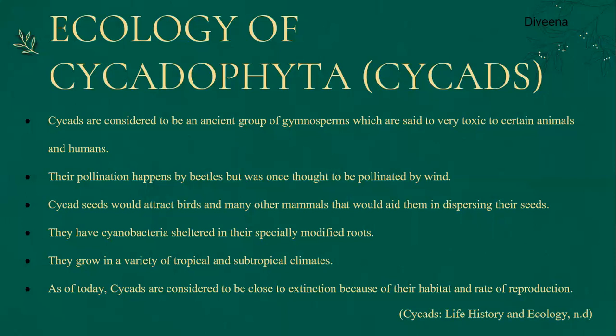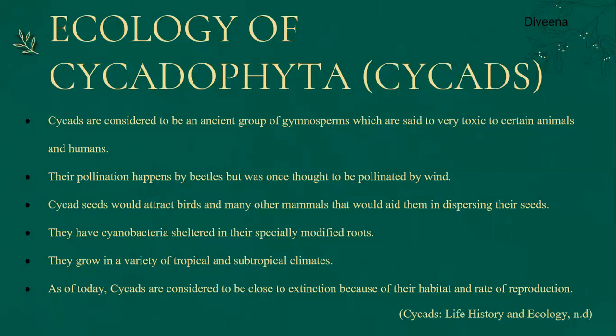The next point, cycad seeds would attract birds and many other mammals that would aid them in dispersing their seeds. So the seeds of cycads are large and have a variety of bright colors that would attract these birds and mammals, which would disperse their seeds.